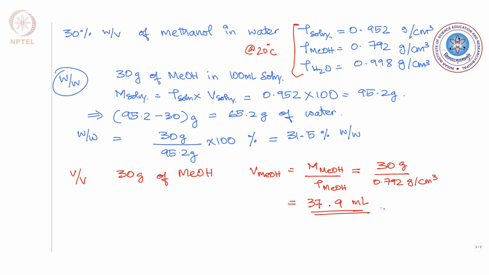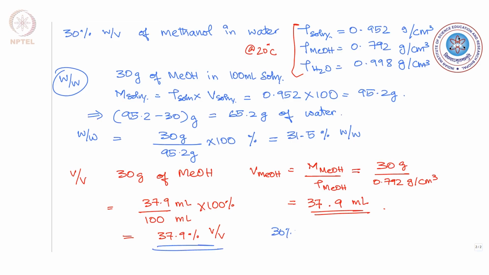So, therefore, the volume by volume is going to be equal to 37.9 in 100 ml. This will be equal to 37.9% volume by volume. So, we are able to understand 30% weight by volume is equal to 31.5% weight by weight is equal to 37.9% volume by volume. So, be very careful when you are expressing your concentration units in percentage. Without the units, it does not make sense.